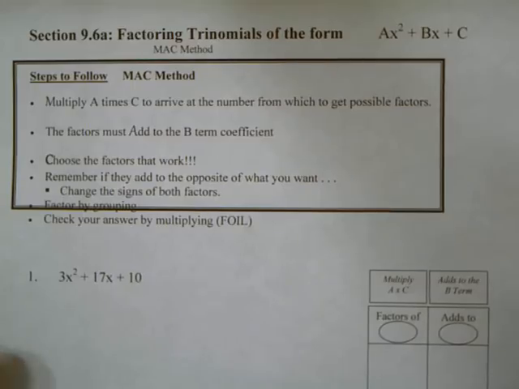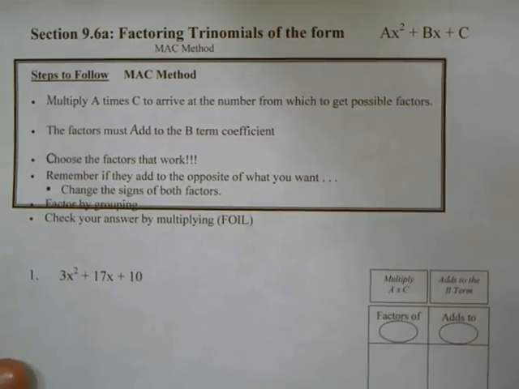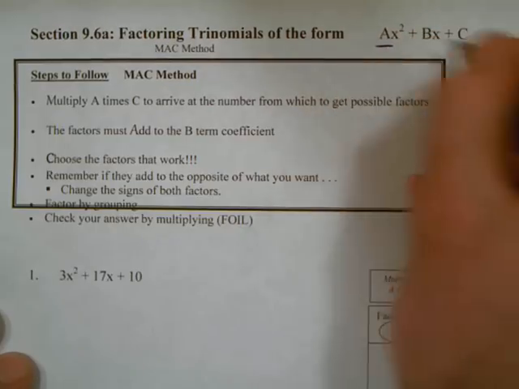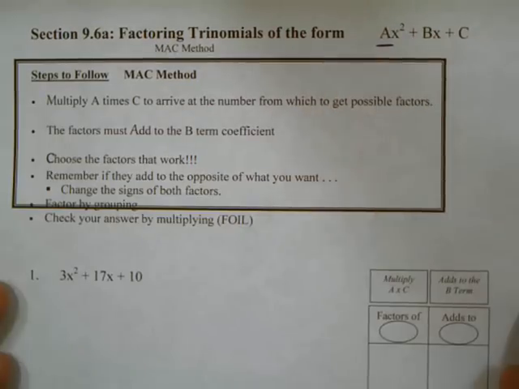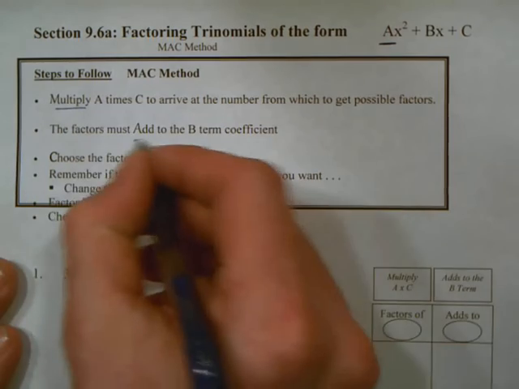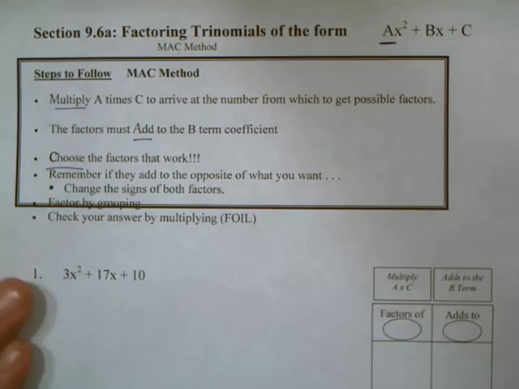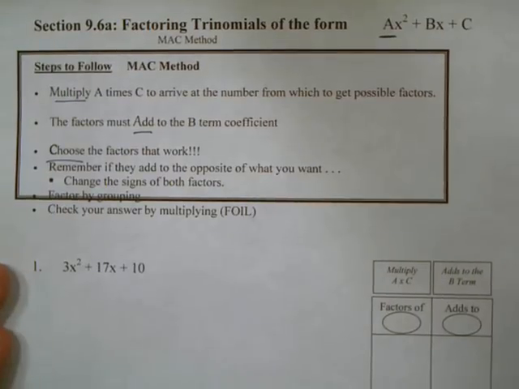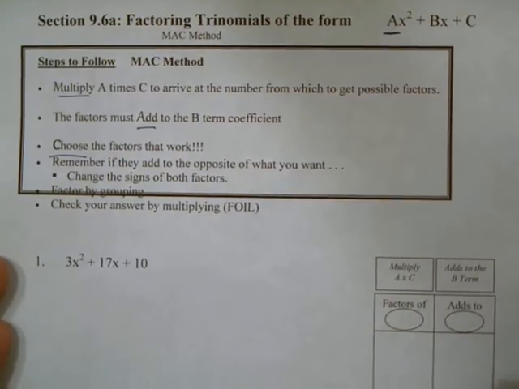As we look at section 9.6a, we're now going to be factoring trinomials that have a number in front of our x squared. So the shortcut method doesn't work. Instead, we're going to do something called the MAC method, which is the actual traditional way of factoring. MAC stands for multiply, add, choose. As we multiply, add, and choose the factors that work, it's going to be working best if we use the MAC method. So let's look at our first problem.